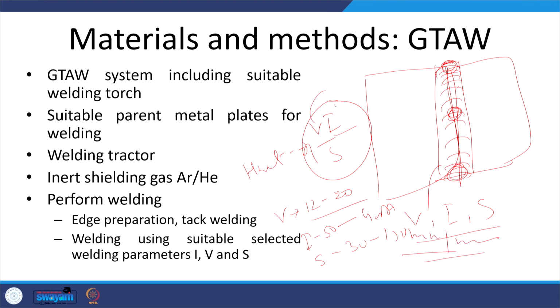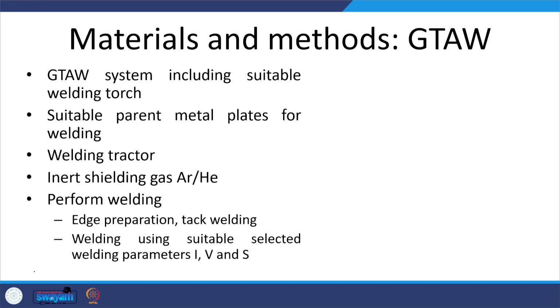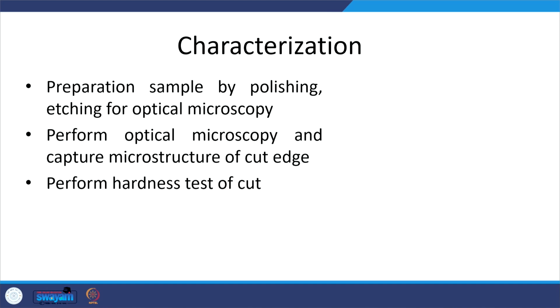The voltage, current and speed combination needs to be identified, or established, in such a way that we are able to realize through-thickness penetration in a single pass, especially when we are dealing with relatively thin sheets. If it is thick, then certainly we have to go for multi-pass welding, and in that case we usually use low heat input, so that in each pass a little less metal is deposited.